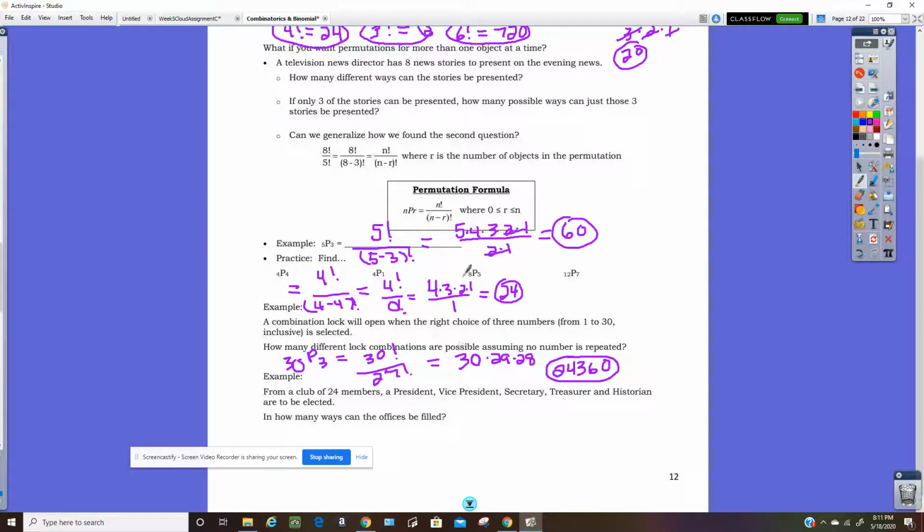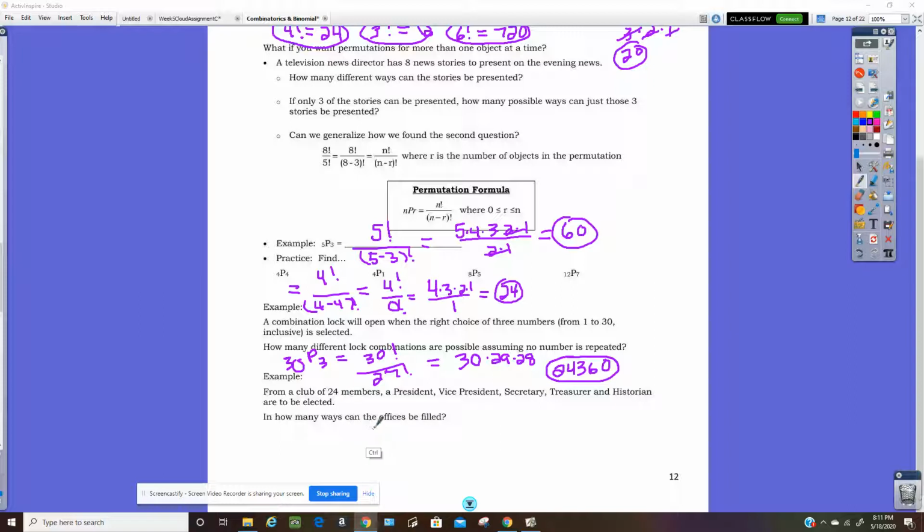Most of the time, when it's a permutation, instead of using a formula, I just do this. So down here with 24 members, a club of 24 members, you want to pick a president, vice president, secretary, treasurer, and historian. So how many ways can the offices be filled? Well, you have 24 possibilities for the president, and then 23.